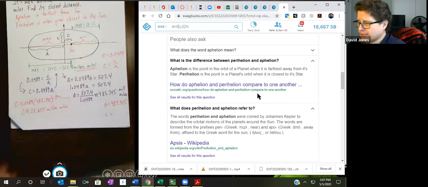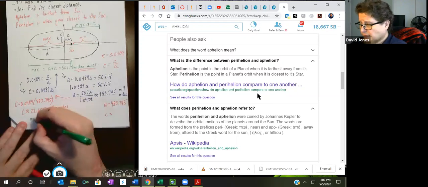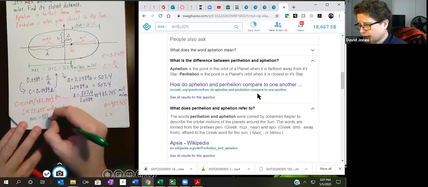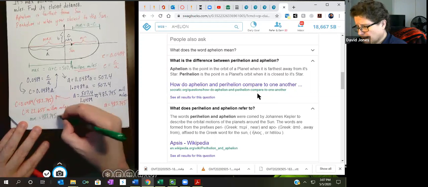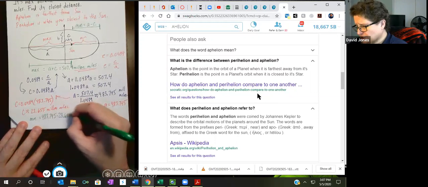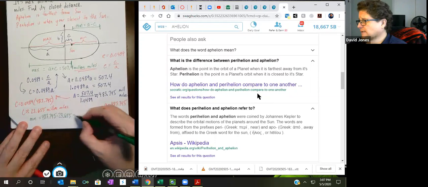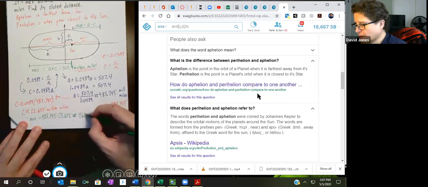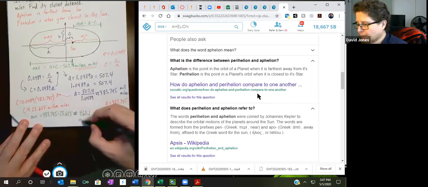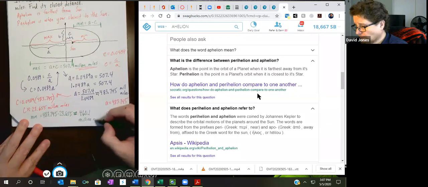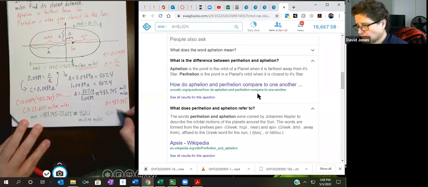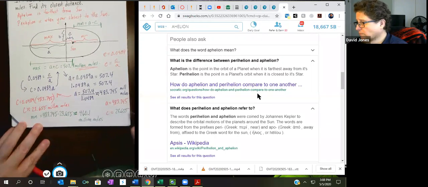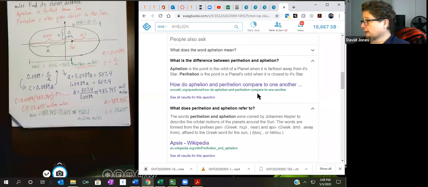So my minimum distance, 483.745. I use more significant digits than I should. I can trim it down right now. This is about 460.1 million miles. Okay.